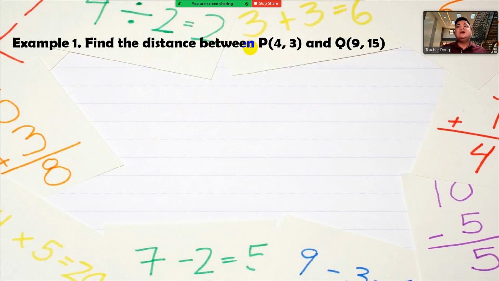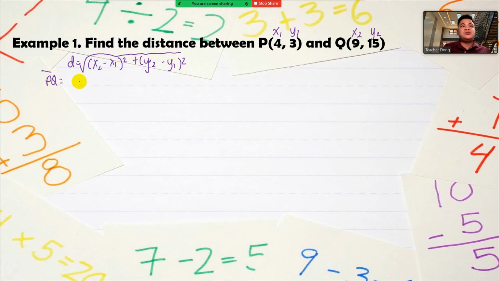The first thing is, for you to be able to easily solve for this, please make sure to label your values. Your 4 is your x sub 1, your 3 is your y sub 1, your 9 is what we call your x sub 2, and then 15 is your y sub 2. Then the next thing also, we need the formula: D is equal to the square root of x sub 2 minus x sub 1 squared plus y sub 2 minus y sub 1 squared. So this is our guide in solving. Then the next thing is, let's solve. We are solving for segment PQ.